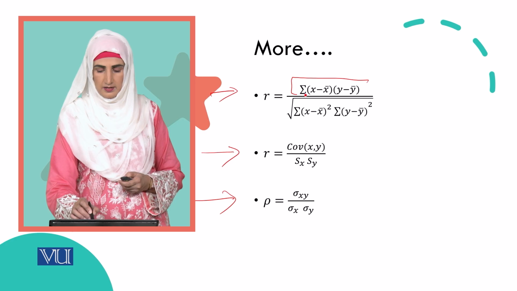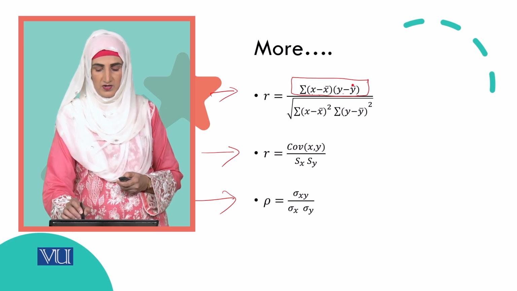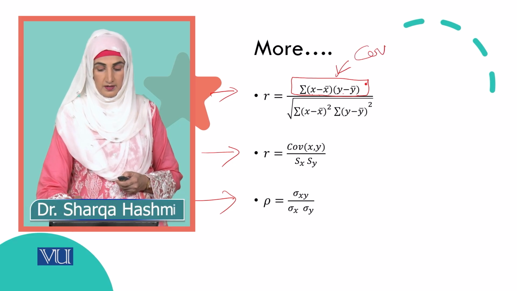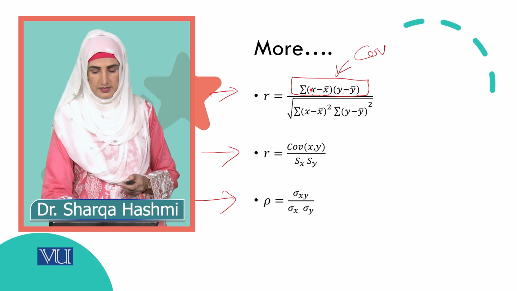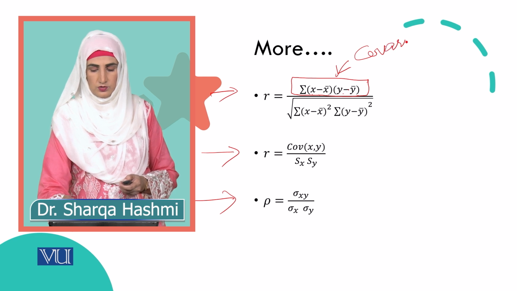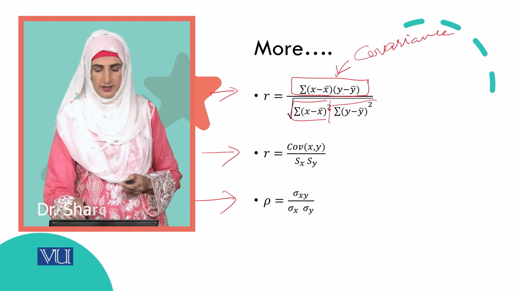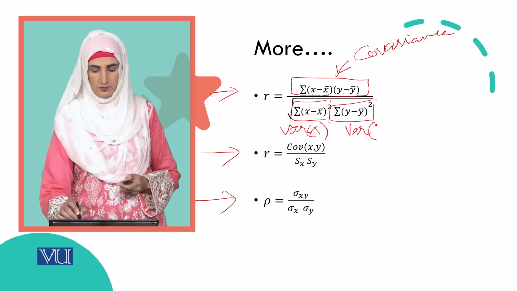Here you can see this is the sum of x minus x bar, y minus y bar. This is basically the covariance term. The variation between two variables is called the covariance. So this is the covariance term, and in the denominator both expressions are actually variances of the individual variables. This is the variance of x and this is the variance of y.